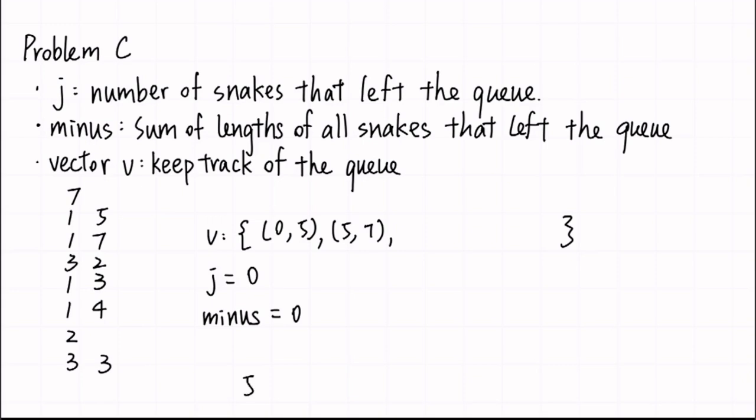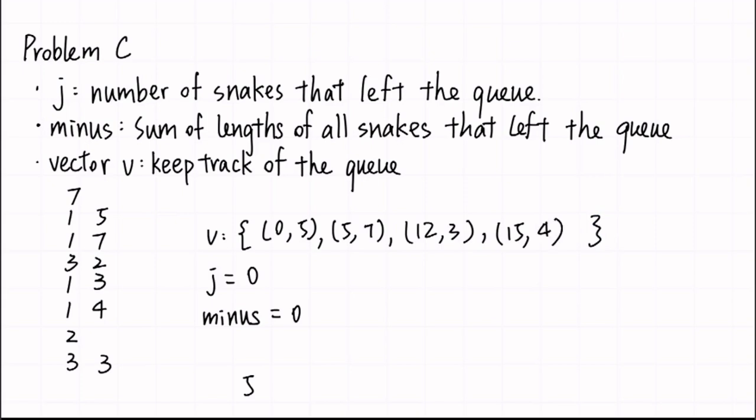And afterwards, we continue to process the queries, and we get a query of 1 3. So we need to add a snake of length 3 into our vector. So this snake will start at coordinate 12 and have a length of 3. And afterwards, we continue to add, and the next snake will have a coordinate of 15 and a length of 4.